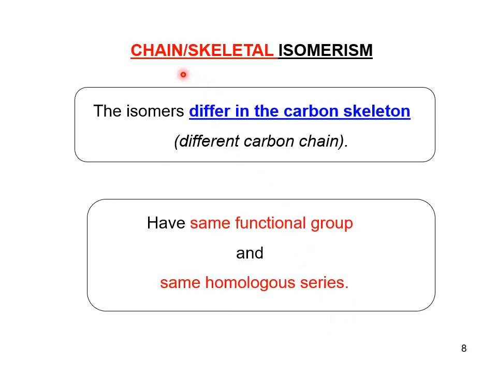First one, chain or skeletal isomer. The isomers differ in the carbon skeleton. Different carbon chain, but they have the same functional group and the same homologous series. Madam wants to emphasize, right? When we identify isomers, we are going to differentiate between two structures in a pair, like just now, the spot the difference also with two diagrams. Okay, let's check.